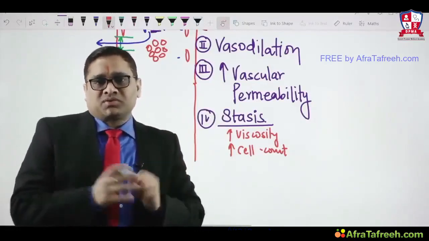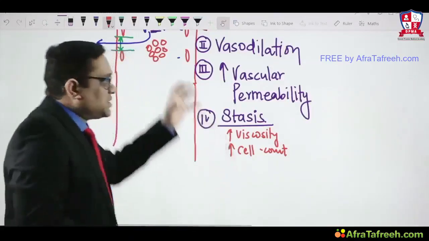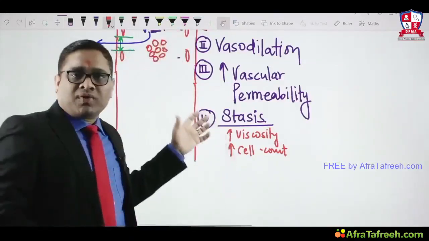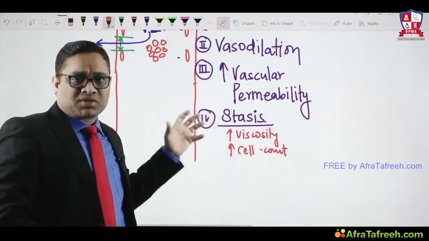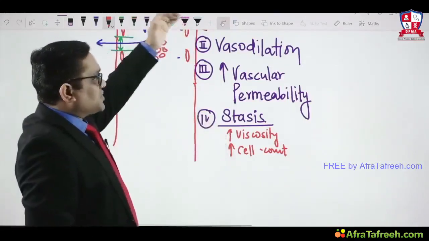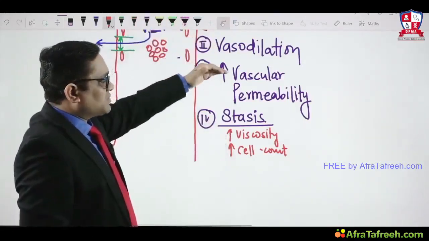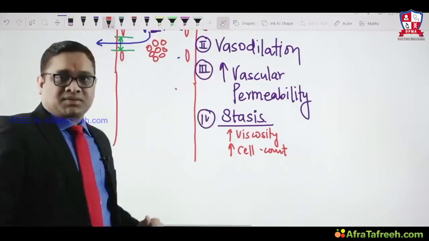This was an All India question in 2015. What is the sequence of vascular events in acute inflammation? That was the question, and your answer is vasoconstriction, then vasodilation, increased vascular permeability, and then stasis, right?